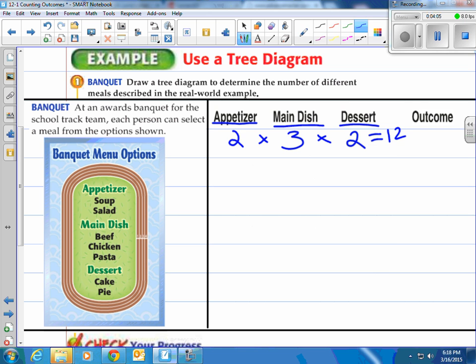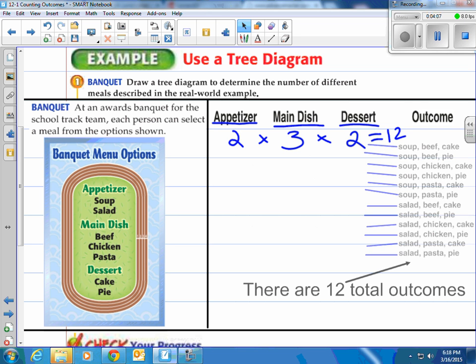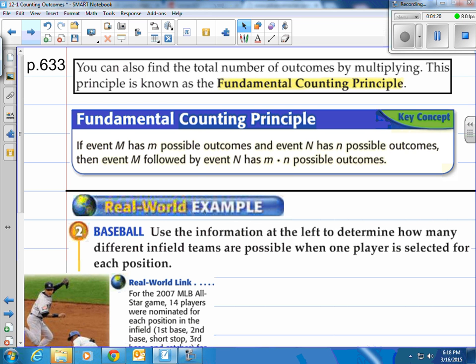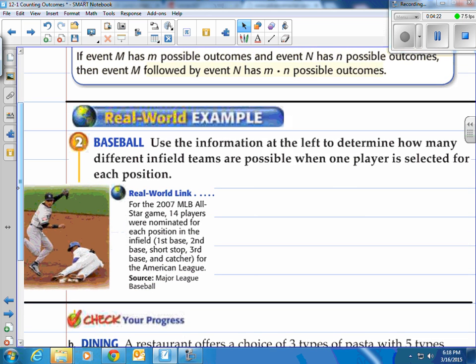That's 12. And how many outcomes did we say it was? 12 outcomes. So there's a fast way to do it if you're just looking for the number, but if you're looking for the list, notice how we have all those outcomes written out. The tree diagram gives you that information. All right, so let's look at this example for the fundamental counting principle.